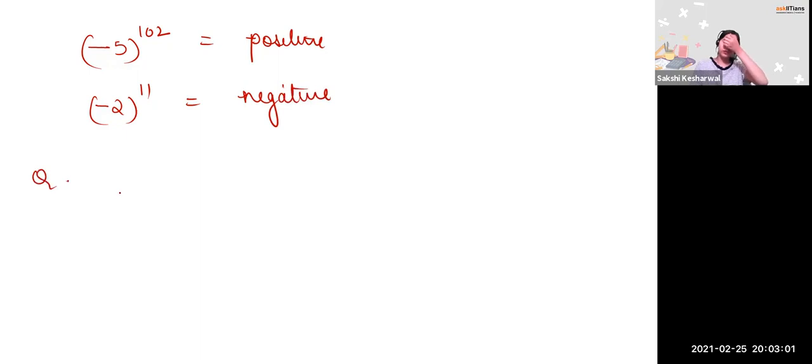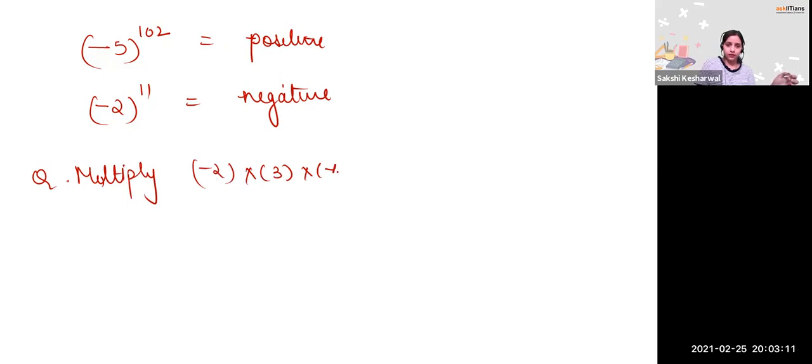If I give you the question, what will be the answer? Multiply negative 2 into 3 into negative 4 into negative 3 into negative 1. What will be your answer? First you see how many negatives there are. 1, 2, 3. 3 negatives are there. So the answer is negative, right? Now you just multiply the whole numbers. 2 into 3 is 6, into 4 is 24, 24 into 3 is 72. That's your answer. Simple, right?